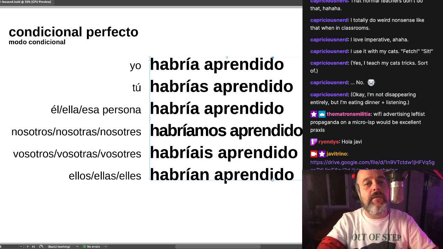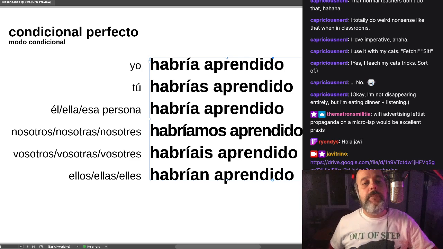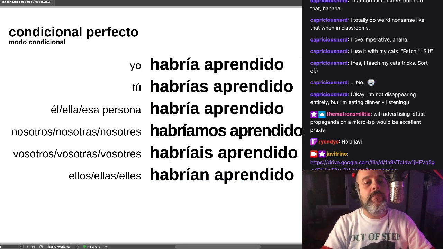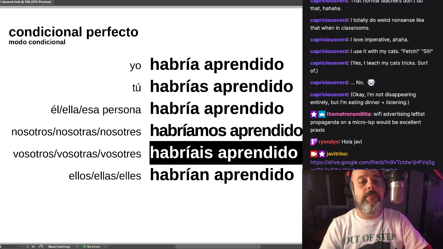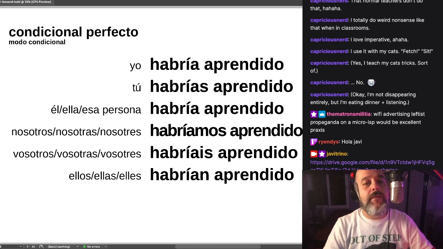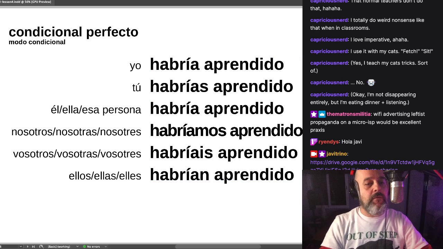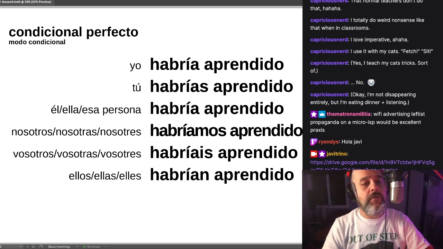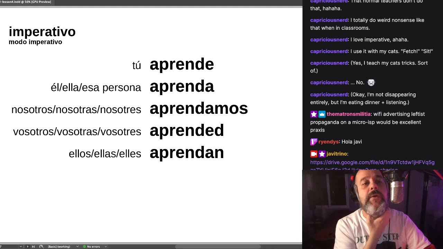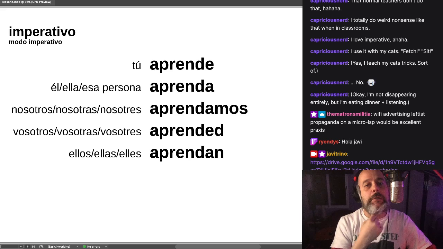Tú habrías aprendido, you would have learned. Esa persona habría aprendido, that person would have learned. Nosotros habríamos aprendido, we would have learned. Vosotros habríais aprendido, you all would have learned. Ellos habrían aprendido, they would have learned. Straightforward, should I say. If we have an agreement over here, which I hope we do, we can move on to the imperative, the orders.